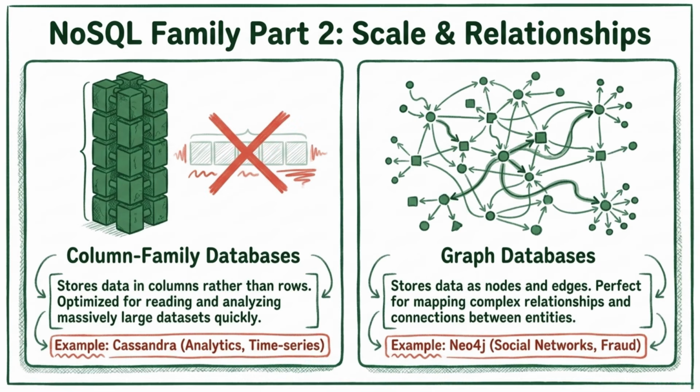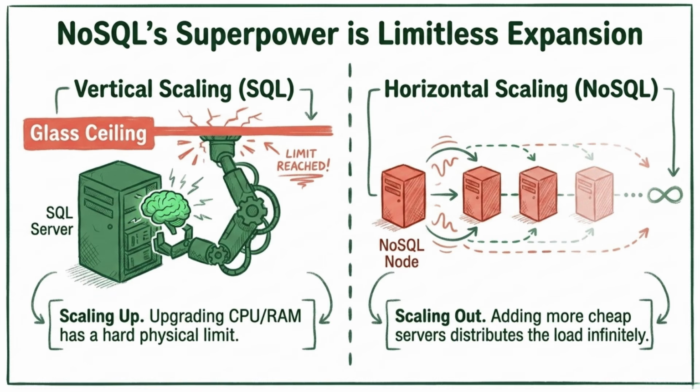2 more members of the NoSQL family. Column family databases like Apache Cassandra store data in columns rather than rows, purpose-built for reading and analyzing massively large data sets at high speed. Graph databases like Neo4j store data as nodes and edges, built exclusively for mapping complex, interconnected relationships like social networks and fraud detection systems. NoSQL's superpower is limitless expansion.